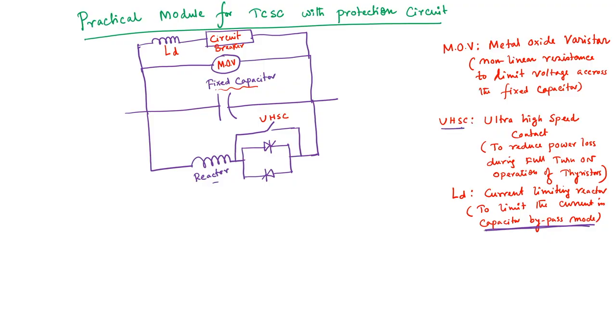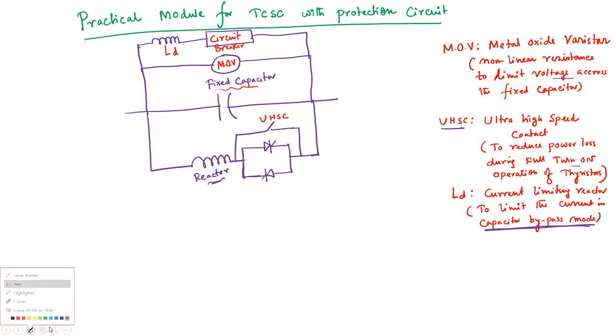So, as you know, UHSC is for reducing the power loss or energy loss during full turn on condition. It will be turned on when the semiconductor switches are fully on to save the forward conduction loss. This reactor is used to provide a variable reactance in parallel to the fixed capacitor, so that the overall impedance of the whole unit would be controlled with the firing angle control of the switches, and by controlling the reactance of the reactor. And this MOV is for protecting this fixed capacitor to limit the voltage across the capacitor, and the circuit breaker will provide the bypass mode of operation of the overall device.